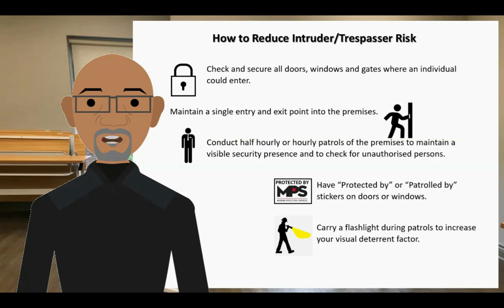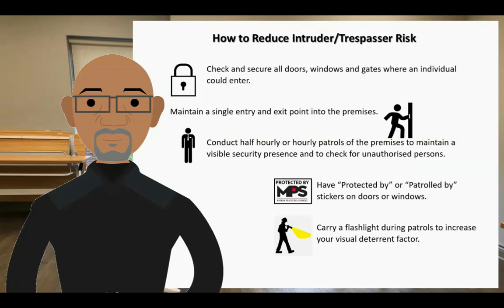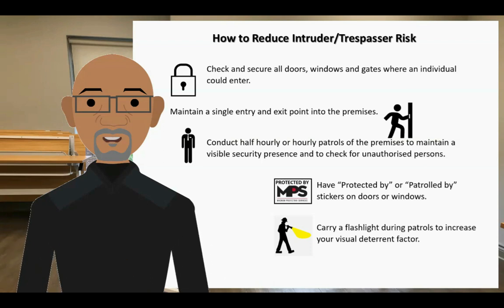Number 3, conduct half-hourly or hourly patrols of the premises and be sure that you can be seen. Doing outside external patrols ensures maximum visibility, and if doing an internal patrol in a building, be sure that your presence could be seen through a window or glass door from someone monitoring the building from the outside, as well as being seen by workers, clients, or guests on the premises.